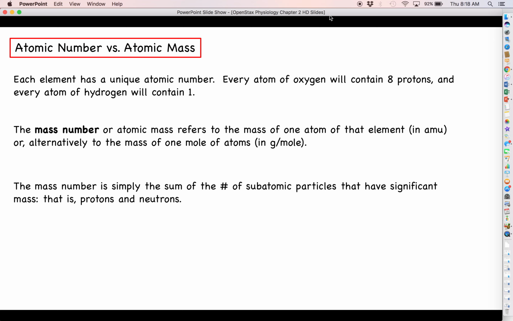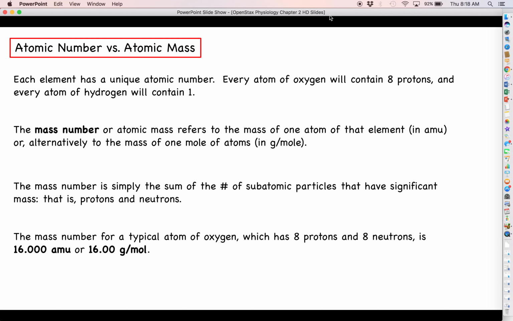So the mass number for an element is simply going to be the sum of the total number of protons and neutrons, meaning how many protons and how many neutrons does one atom of that element have? The reason we do that is because those are the subatomic particles that have actual countable mass. You'll notice that we do not include electrons in that calculation. So for something like oxygen, which has 8 protons and 8 neutrons, if you add those two numbers together, you should get an atomic mass of 16 atomic mass units per atom, or 16 grams per mole.